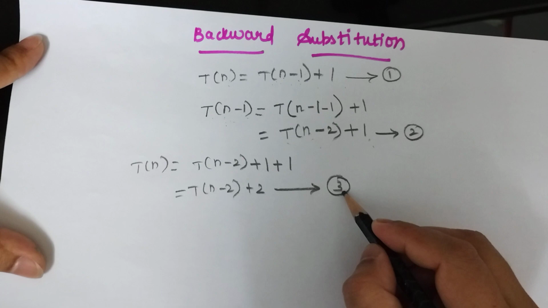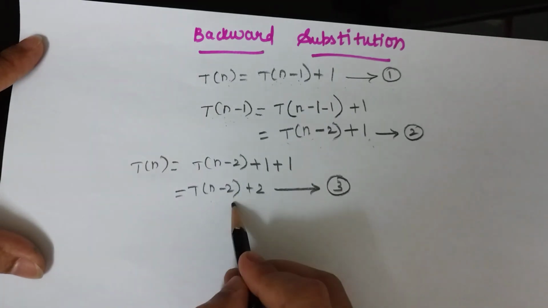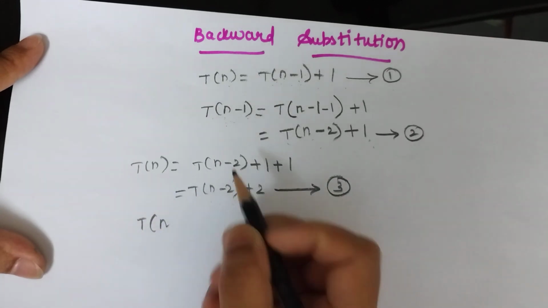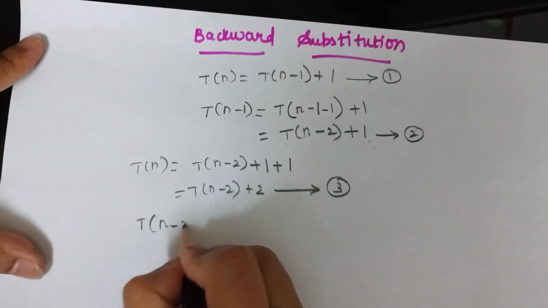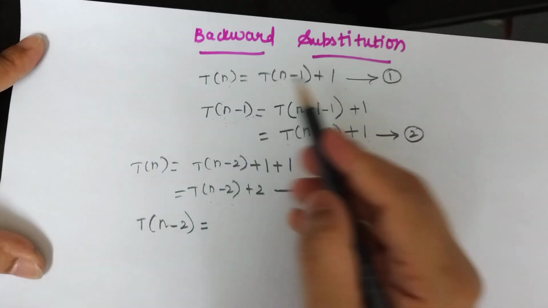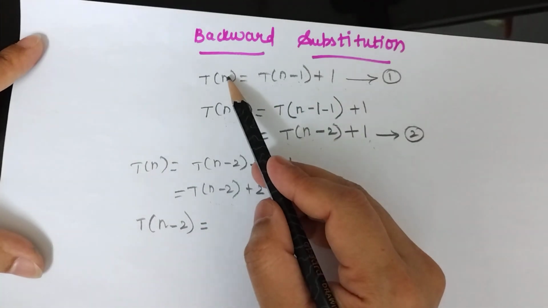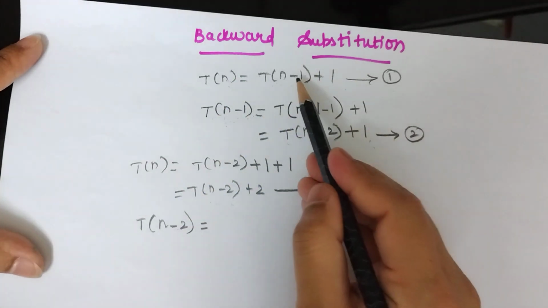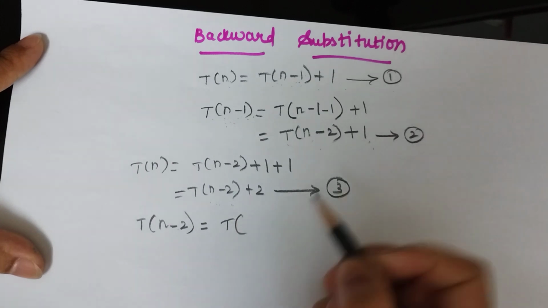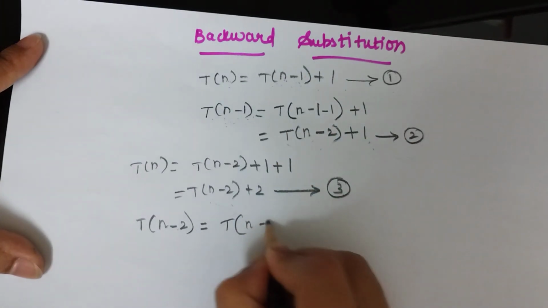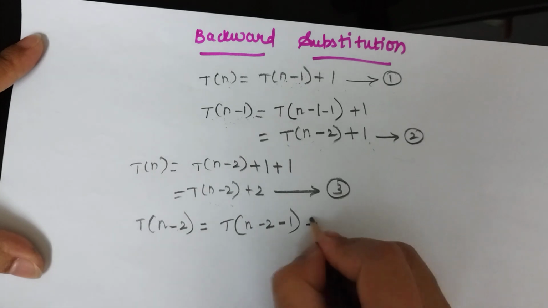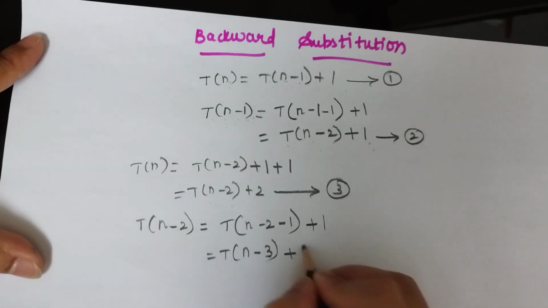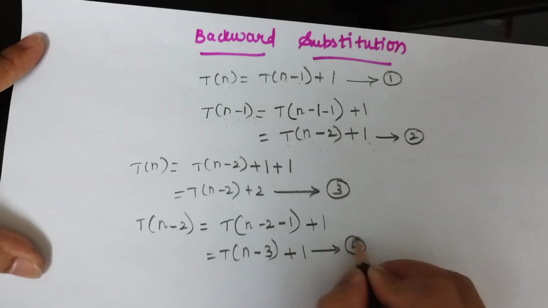Now again you need to find the value of T(n-2). How do you find T(n-2)? Same way as you found T(n-1). You need to find T(n-2) by substituting n with n-2. So if you substitute n with n-2, instead of n we will write n-2, again minus 1 plus 1. So we will get T(n-3) + 1. So this is my next equation.